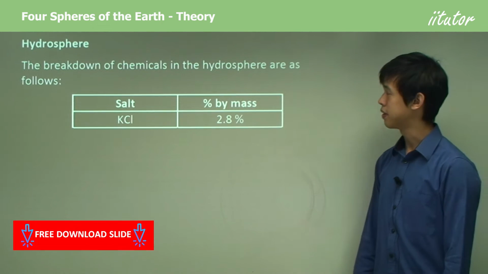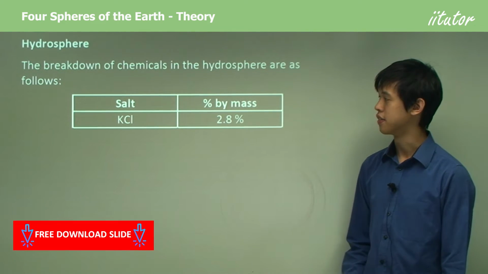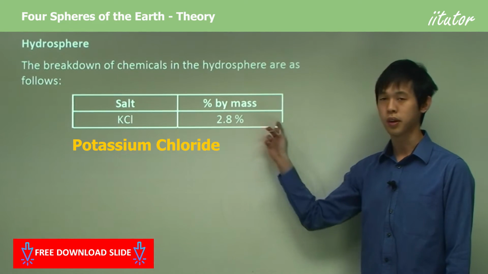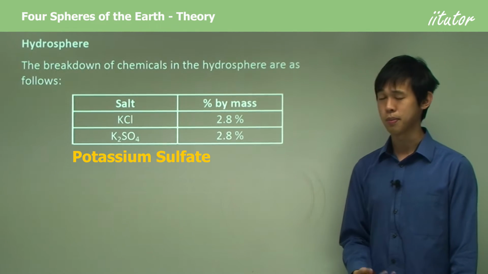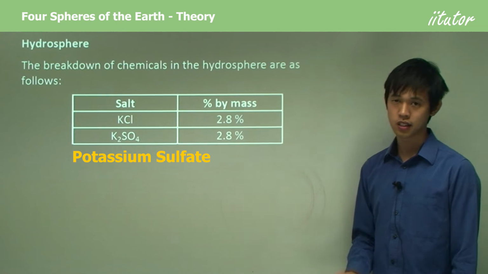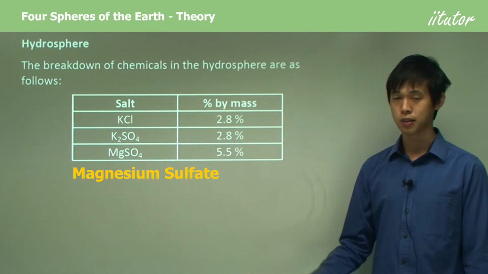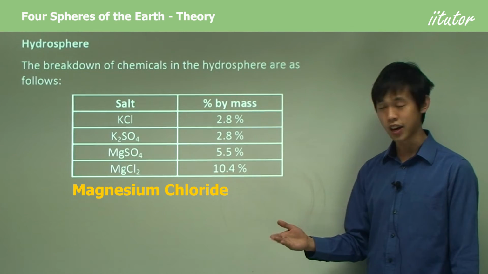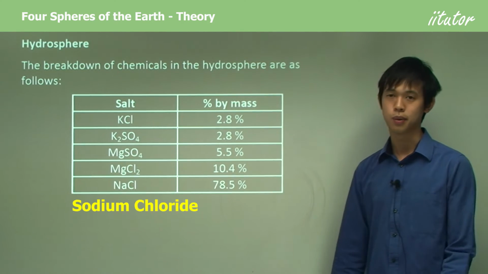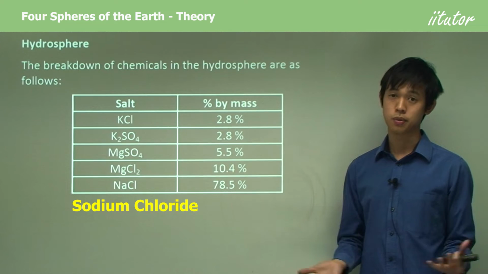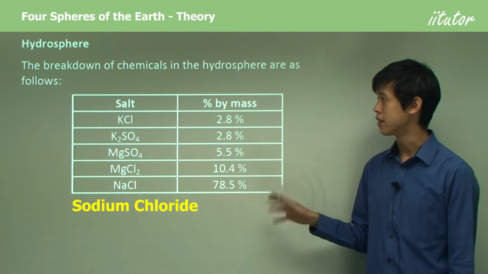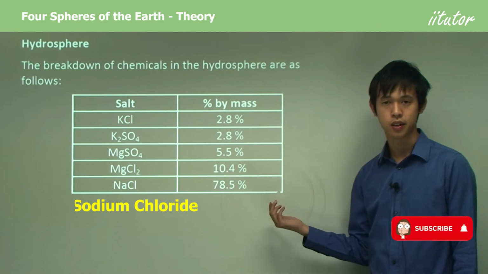The breakdown of chemicals in the hydrosphere are as follows. You've got salt, different types of salts. So KCl, potassium chloride, is 2.8% in the hydrosphere. Potassium sulfate is again 2.8% in the hydrosphere. Magnesium sulfate is much more, it's 5.5%. Magnesium chloride is even higher than that, 10.4%. And sodium chloride, salt, takes up the biggest percentage, and that's 78.5%. More than 3/4 of the salt in the hydrosphere is NaCl.